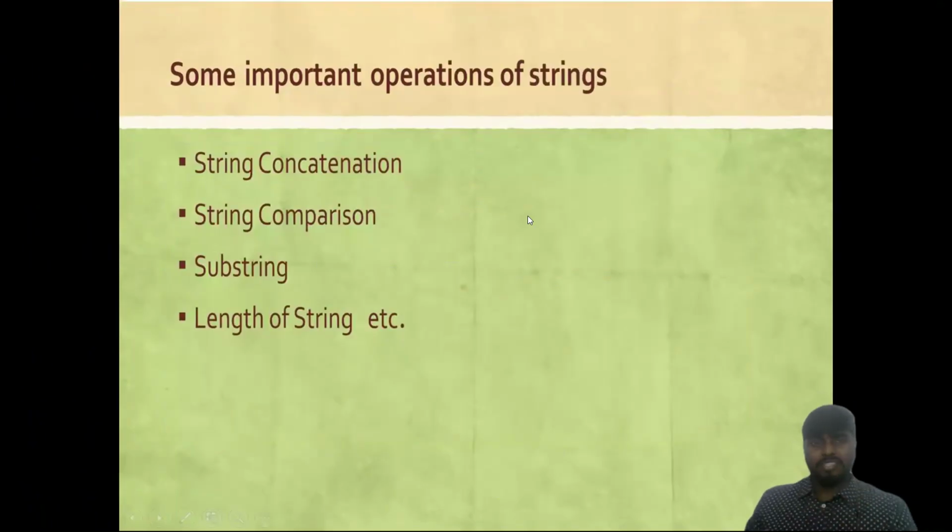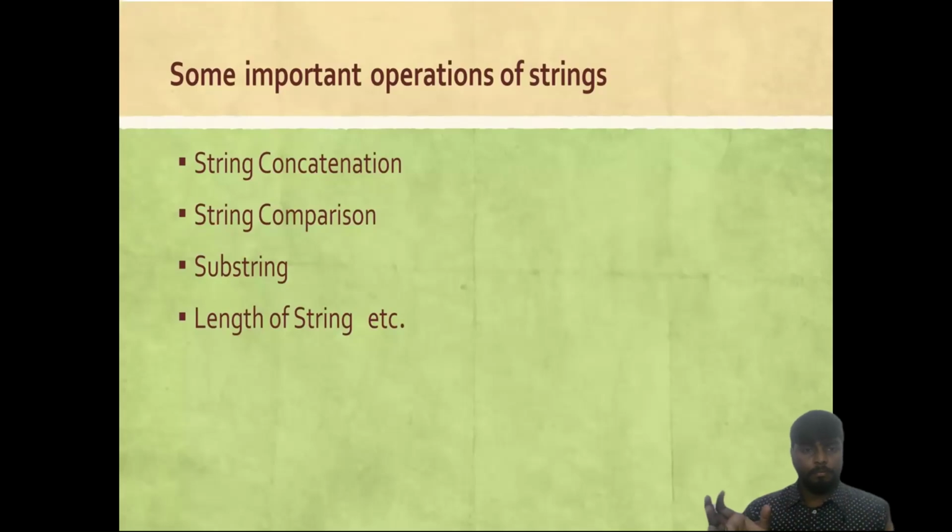The important operations of strings are string concatenation, string comparison, substring, and length of string. String concatenation is nothing but adding two different words, merging them to form a single word. Let's say Mumbai. MUM is a single word, divide Mumbai into two different words: MUM and BAI. If you merge these two, Mumbai. For string comparison, we can compare two different strings, whether they are the same or not. Substring: we can divide a big string into a single substring.